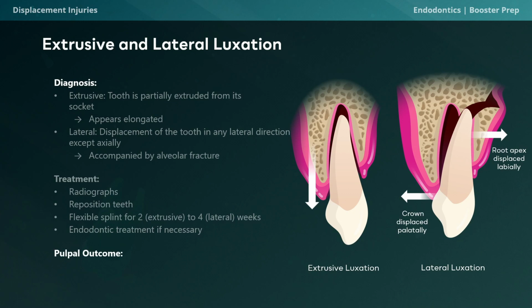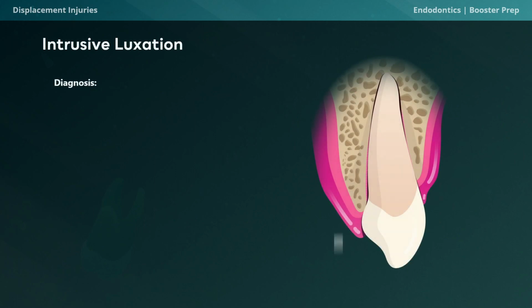Finally, when considering the pulpal outcome for mature teeth with closed apices, extrusive luxations have a 65% rate of pulpal necrosis, while lateral luxation injuries show an even higher rate at 80%. So needless to say, these two displacement injuries are pretty serious and need to be handled correctly. But you guys know what's even worse than an extrusive luxation or lateral luxation? An intrusive luxation. These are characterized by the apical displacement of the tooth, where it's pushed deeper into the socket.